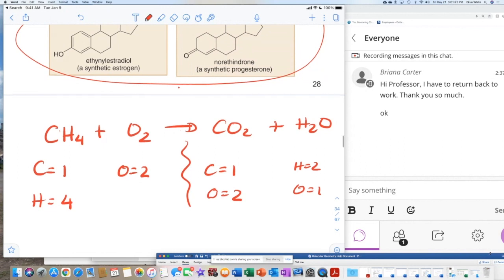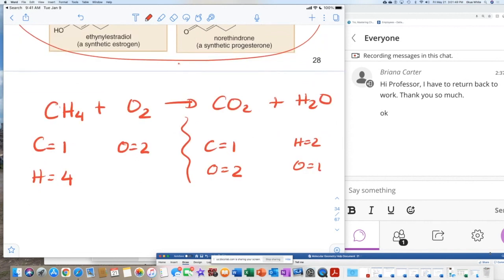The goal of balancing is to make sure when you itemize, you have the same number of atoms on the left compared to the right. So you want to make sure the total oxygen on the left matches total oxygen on the right, total carbon matches total carbon, total hydrogen matches total hydrogen. That's the bottom line of balancing. So let me do a quick check. Carbon and carbon look balanced.